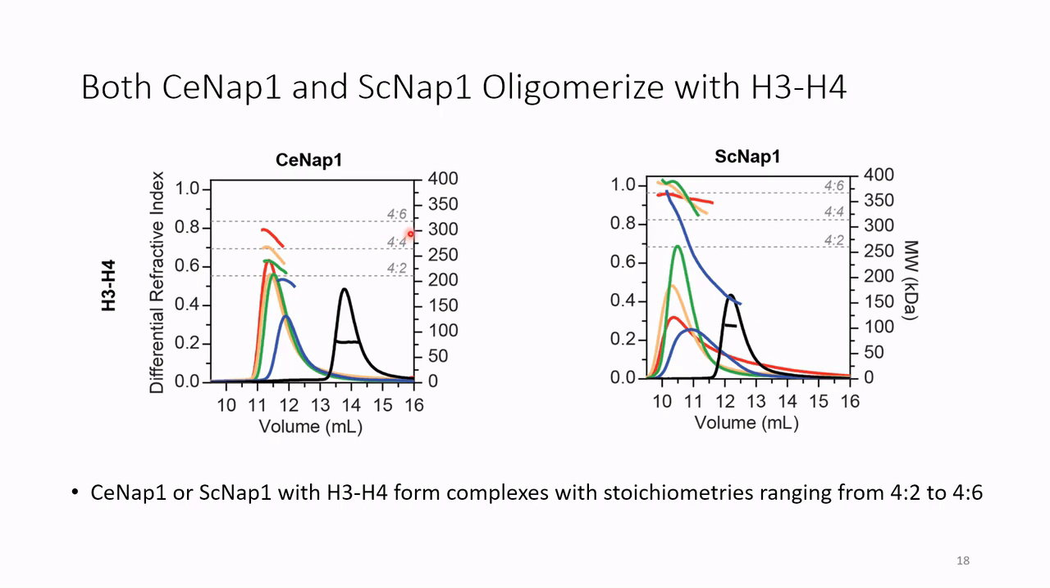Similarly, even in yeast Nap1, we observe the same trend where we see a large shift in the peak, increase in peak height, as well as the stoichiometry reaching a 4-to-6 Nap1 H3H4 complex. It's interesting to note that both the Nap proteins behave similarly and oligomerize with H3H4, and we hypothesize that the protein species under the peak form a heterogeneous mix and are constantly exchanging between different states.